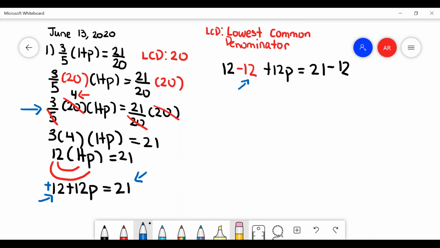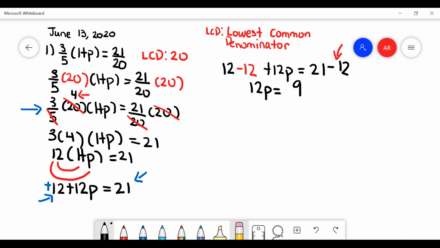However, you cannot just subtract or add something on one side and not do it to the other side, as we need the equation to be balanced. So I've subtracted 12 on the left side, but I have also done the exact same thing on the right side in order to keep the equation balanced and also to combine like terms. In the next step, 12 minus 12 is just 0, so they cancel out. So on the left side, we just have 12p, which is equal to 21 minus 12, because I have subtracted 12 from both sides, and 21 minus 12 is just 9.